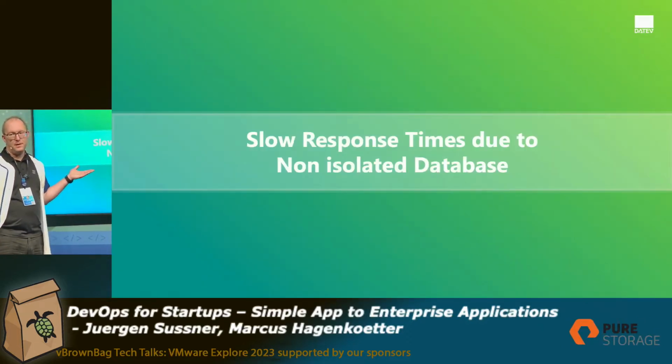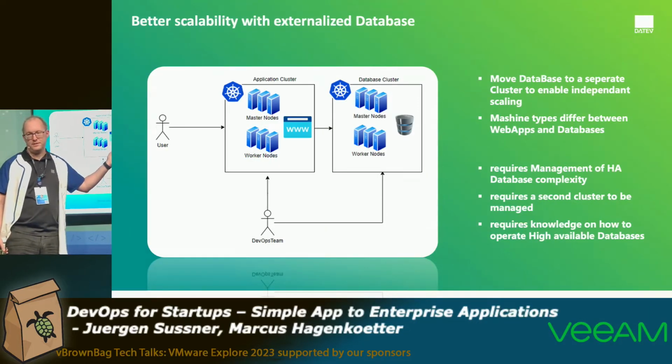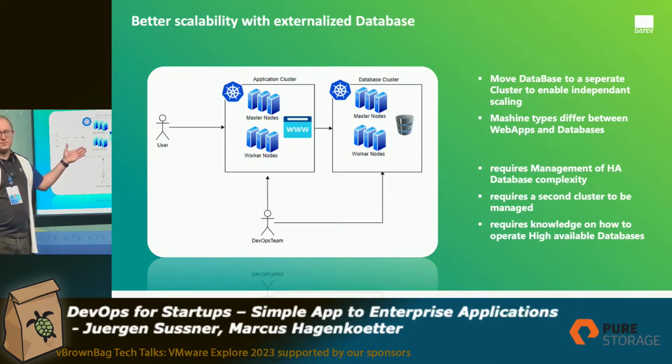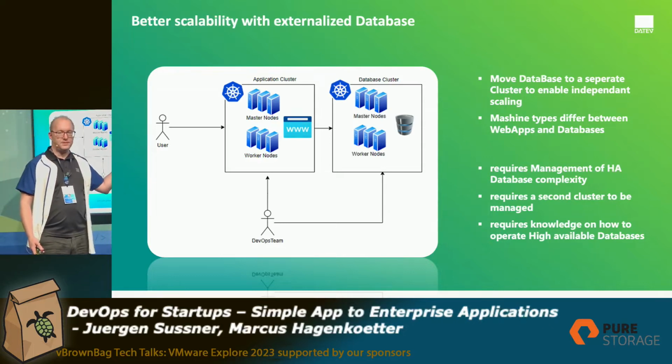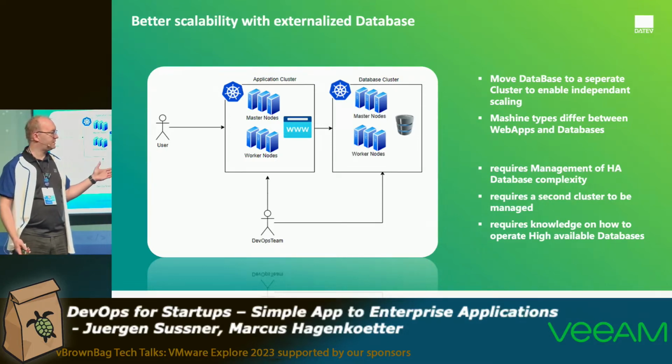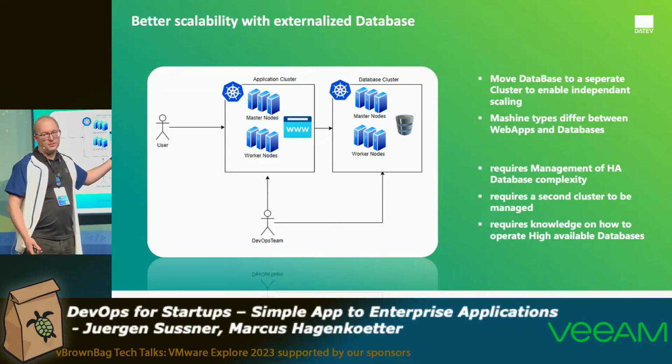Okay, next problem. My application is responding really slow. That might be a problem because the database and the application are sharing the same CPUs. So let's use another Kubernetes cluster for the database itself. I can tune them to the more specific hardware requirements of a database, and I can tune the other to the more specific hardware requirements of the application itself. But that requires highly available databases, and I have to have the knowledge how to manage a highly available database. I have 3 availability zones, I have replication concepts, and I have to know about all that to be able to run such a highly available database.